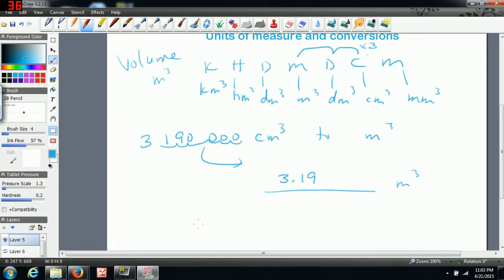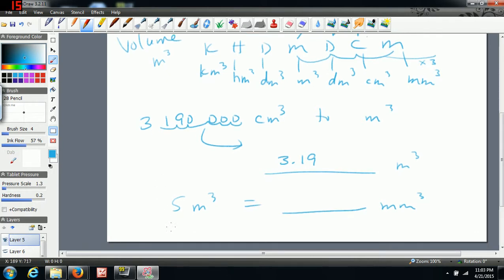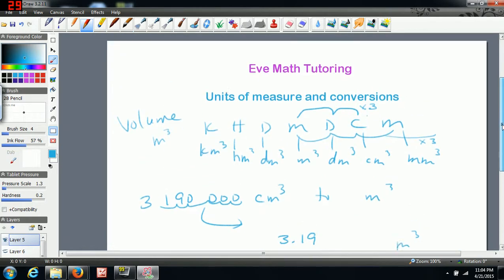Say we were going from, this time, 5 meters cubed equals how many millimeters cubed? I would go from meters to millimeters, so that would be 1, 2, 3. However, because they're cubed, I multiply that by 3, so I would have to move the decimal place over 9 units. Because the decimal is always at the end, instead of going 3, I go 9 because it's cubed, so it gets multiplied by 3. So that would be 9 zeros. Okay, so that's how you would do the conversions there.